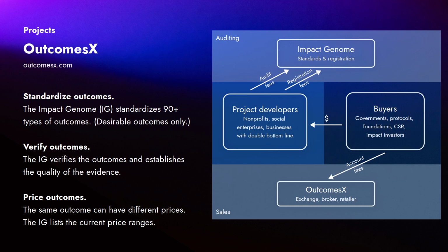OutcomesX is like a really nice, very sophisticated system where, first of all, they have the impact genome, which is like a decade-old system that has had a lot of time to mature and to standardize these 90 plus or maybe 100 plus outcomes. They have that in the background for the standardization and the registration of impact claims. And then OutcomesX is basically the exchange or the retailer or the broker for these outcome claims and allows buyers to purchase them and thereby retroactively fund the project developers. They don't have investors yet at the moment. That is something that is potentially on the horizon, but not anytime soon.